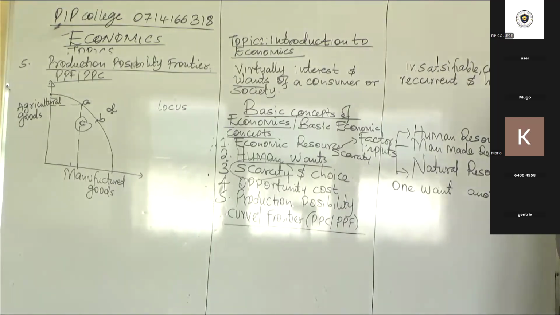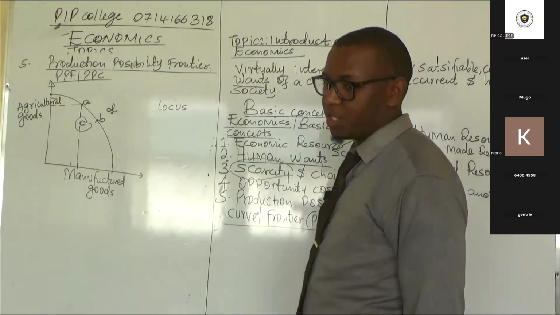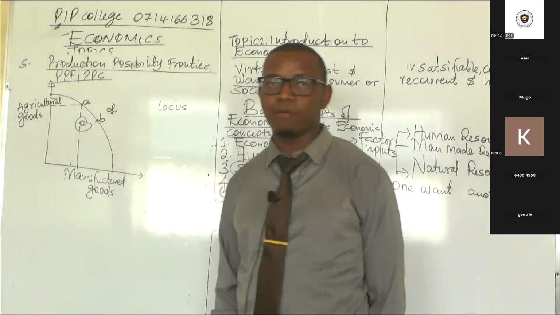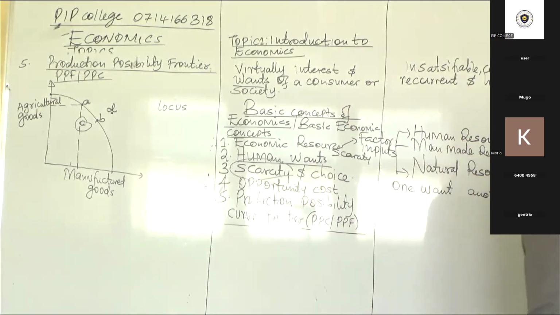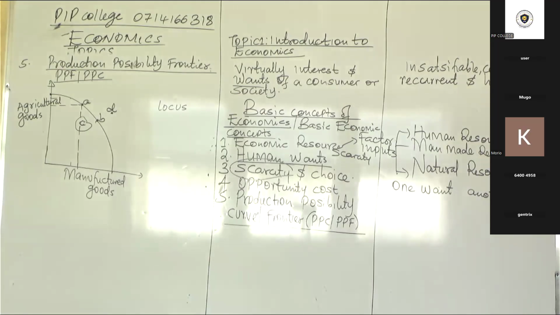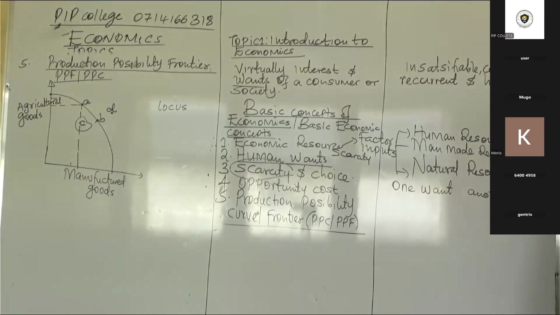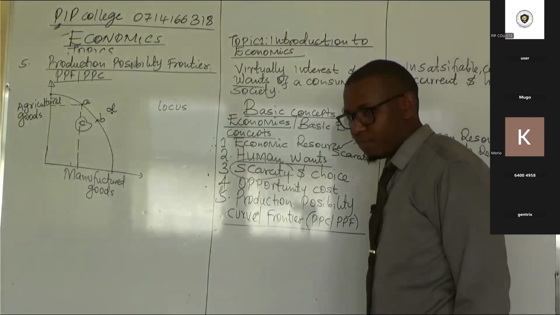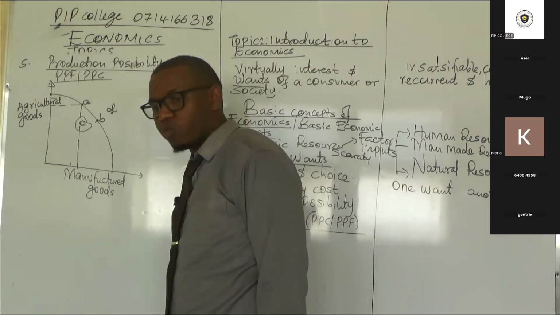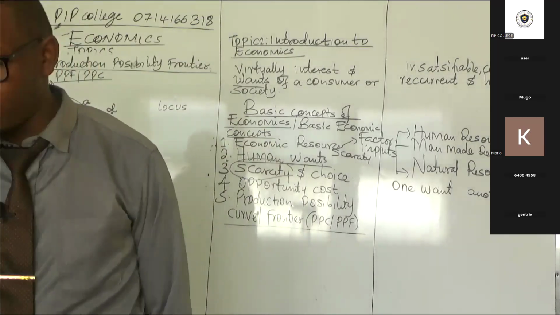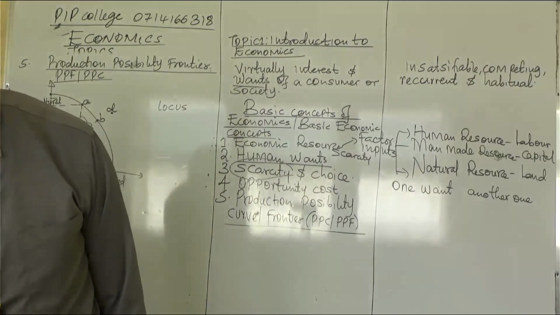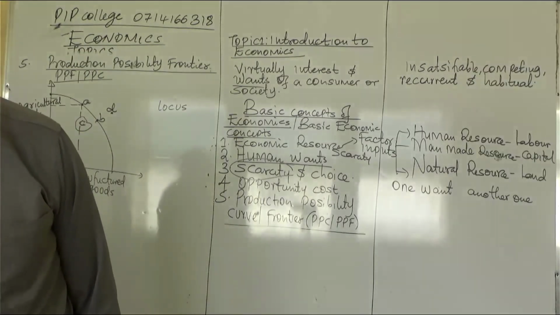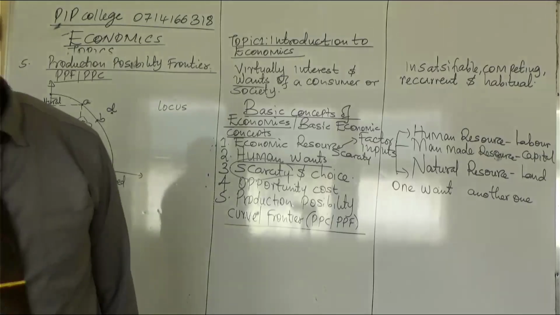The production feasibility curve is a graphical illustration of the problem of scarcity and choice, which is a basic economic problem.